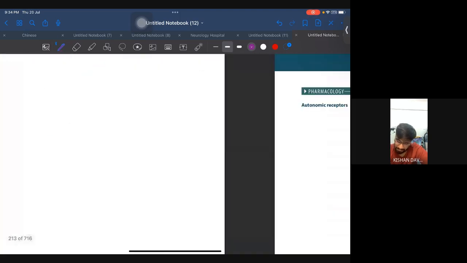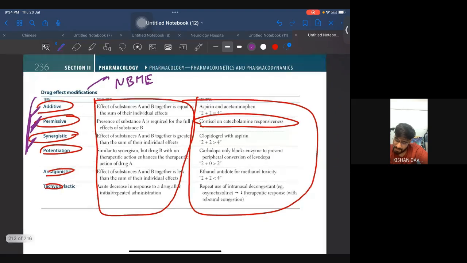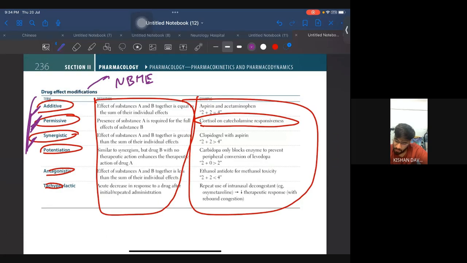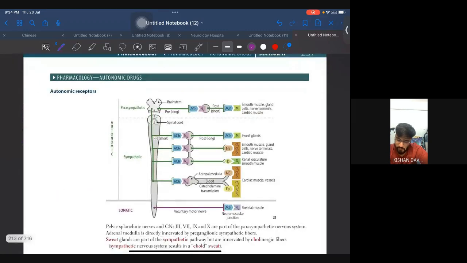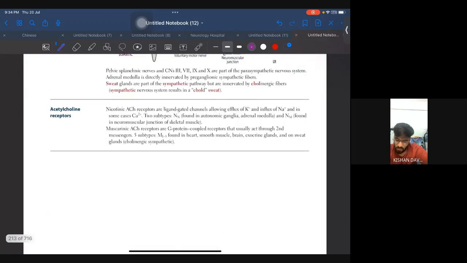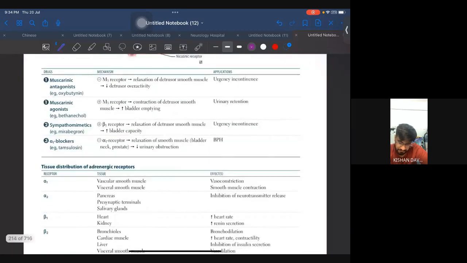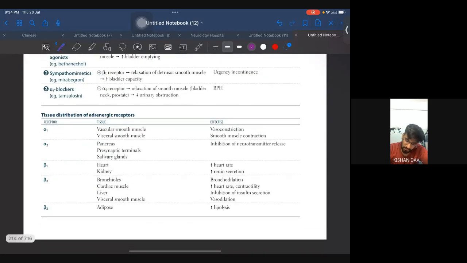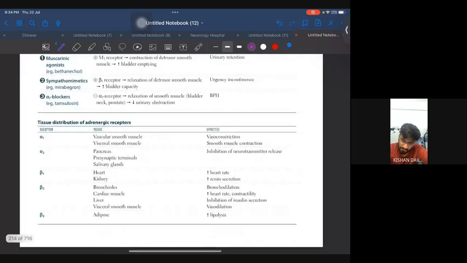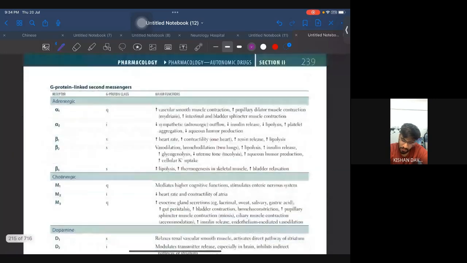Okay, and yeah, aspirin and clopidogrel most commonly asked. Aspirin, clopidogrel most commonly asked. Okay, autonomic receptors. Okay, before doing all this, let me just tell you which pages are extremely important.